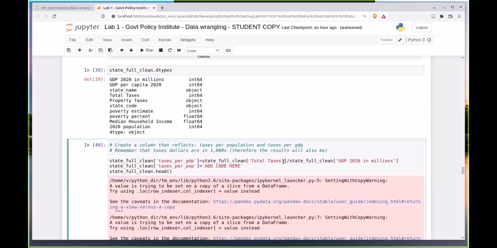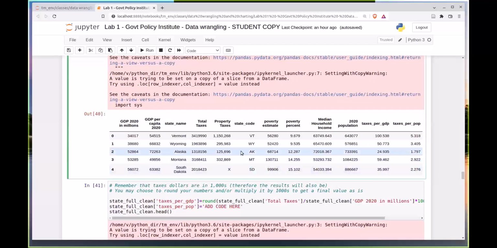Now it's going to get a little confusing when you interpret it, because total taxes is in thousands and GDP is in millions. So you've got to think about what the actual final number is, your taxes per GDP. And also we can create a taxes per population. That's also very simple, just like this one here, and I'll let you add the code here. And on the outcome, there's a taxes per GDP and taxes per population. So the taxes per population is 5.318.